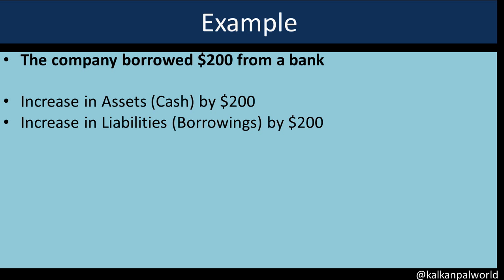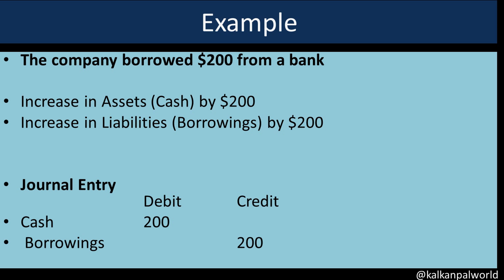So an increase in assets by $200, and an increase in liability, that is borrowings from the bank, will also go up by $200. So this will be the general entry which will happen, that my cash will go up by $200. Cash is an asset account. Whenever an asset account goes up, it will be a debit entry. Whenever my liability account goes up, it will be a credit entry.